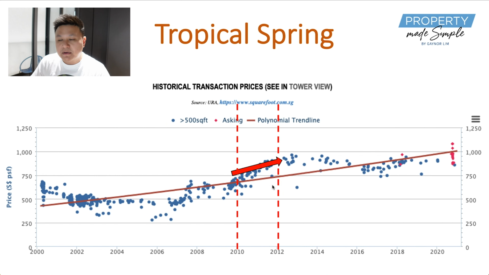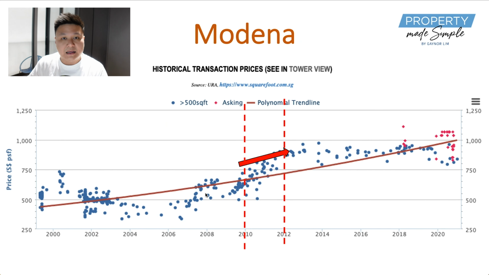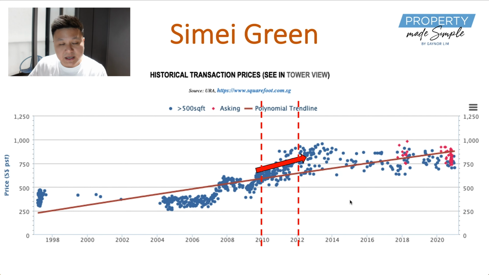Now let's take a look at Tropical Spring. Same Tropical Spring in 2011, you can see that there's also a surge in demand because the prices went up accordingly. And likewise for Modena, if you look at the screen, it's exactly the same as well. There's a surge in prices and the demand, right? This is the PSF and there's a surge in the price. And we look at Simei Green, and if you look at 2011, exactly the same thing has happened. The price actually surged as well.